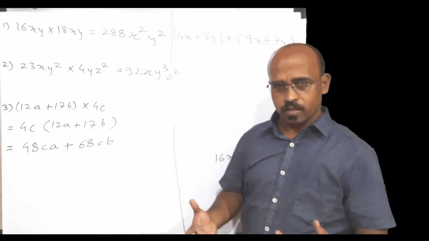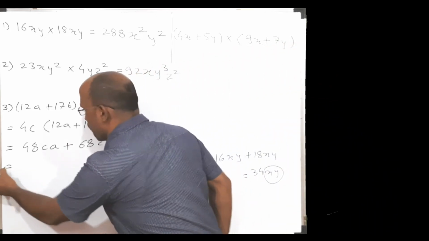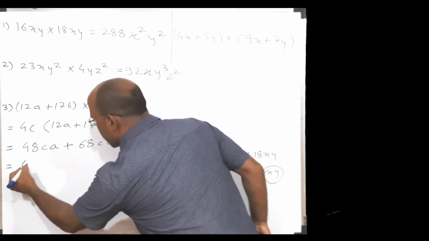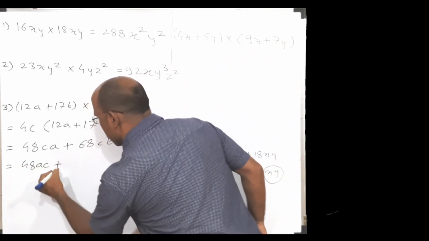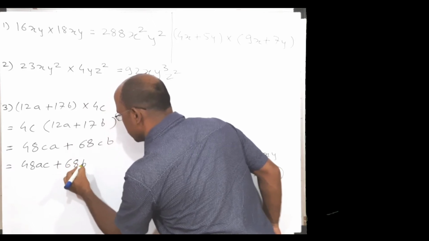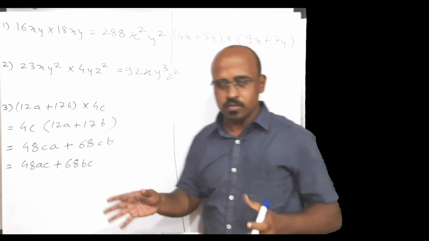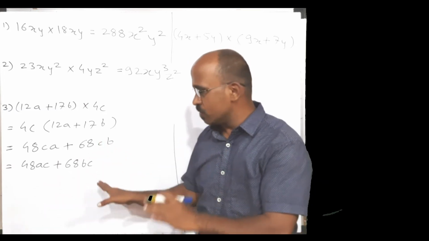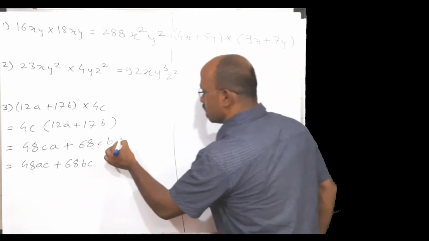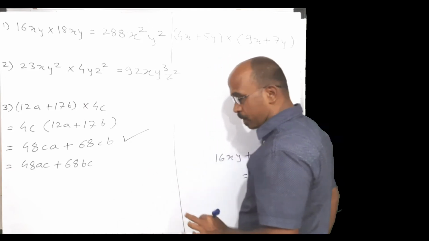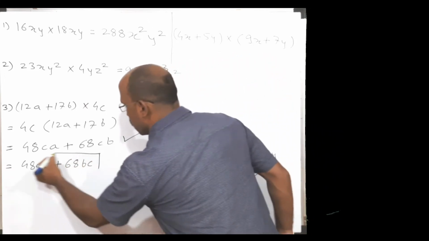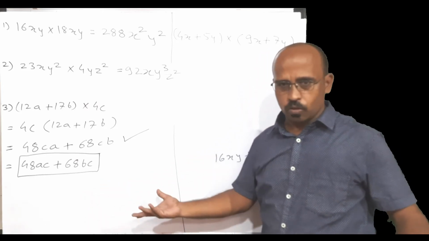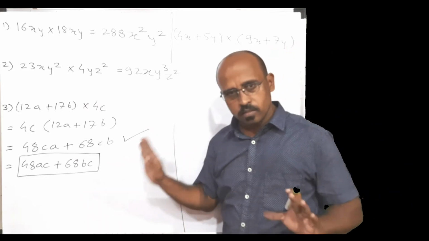Okay. But we are habitual of reading ABCD in its order, so you can write it as 48AC plus 68BC. Why? Because we are habitual to write A before C, B before C. Hence we are writing it. If you are writing till this step, then also it's perfectly okay. In your textbook, your answer may be printed like this. I don't know, but this is also correct and this is also correct.